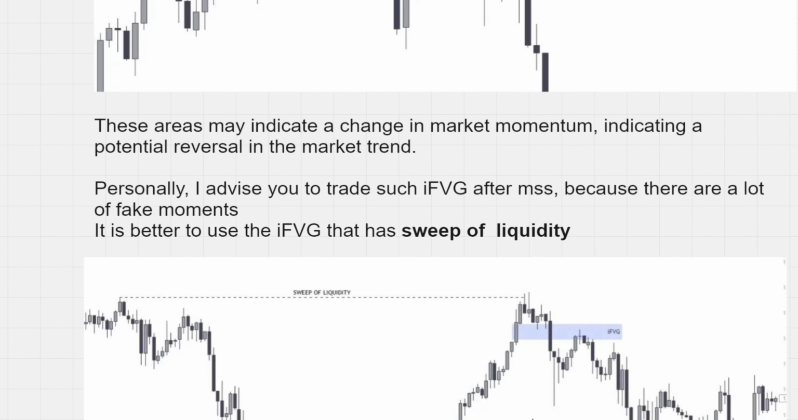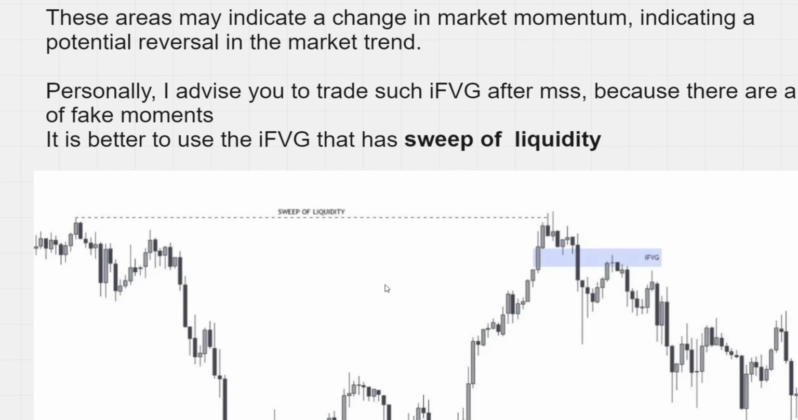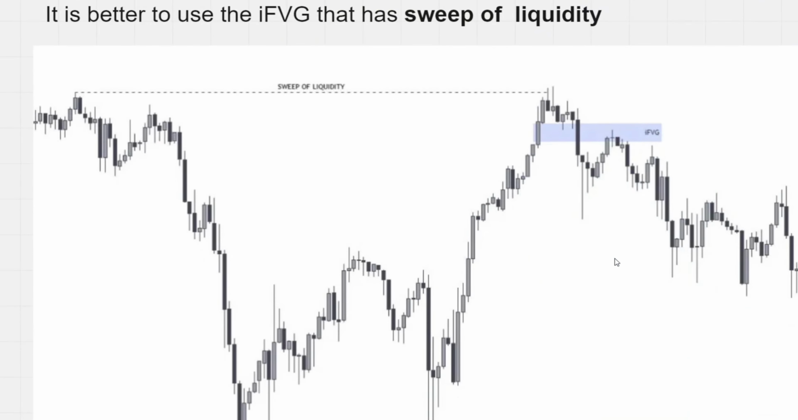A higher probability inverted Fair Value Gap occurs when price sweeps liquidity, and then you can notice a one-side Fair Value Gap. Let's look at this example. The price formed a bullish Fair Value Gap, which swept buy side liquidity. After a while, a bearish Fair Value Gap formed, which created an inverted Fair Value Gap. After breaking this level, the price did a pullback and continued to move down.